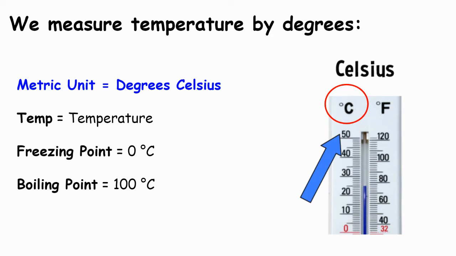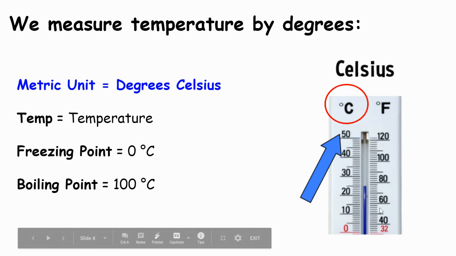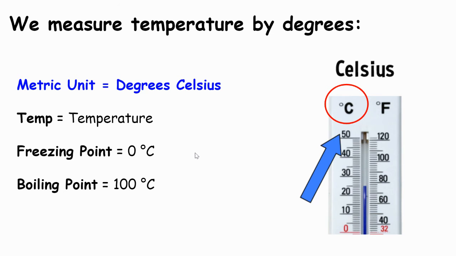We also have the metric unit, which is degrees Celsius. Okay, so if you see here on the thermometer, this side is going to be Fahrenheit for you. This side would be Celsius. And they use Celsius in other countries. The freezing point for Celsius is 0 degrees Celsius, and the boiling point is 100 degrees Celsius. So it's a little bit easier to understand Celsius, but we use Fahrenheit.